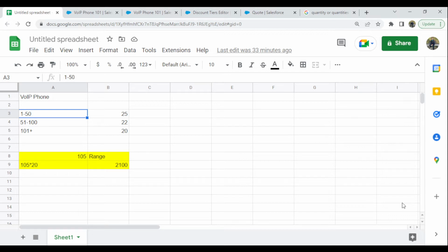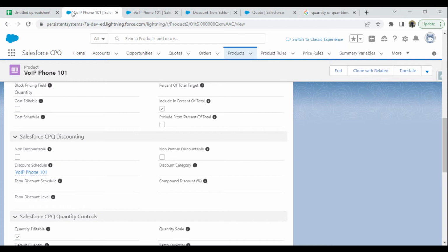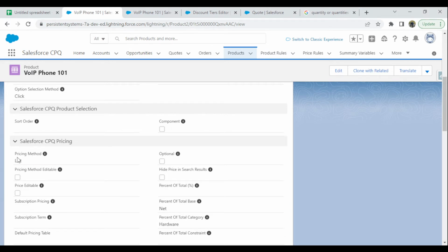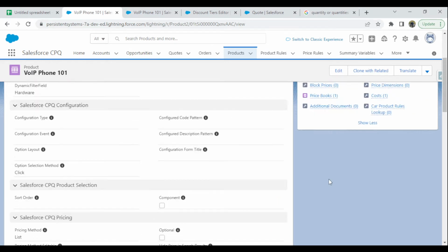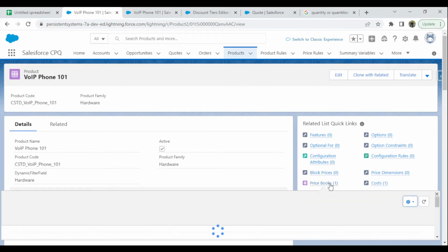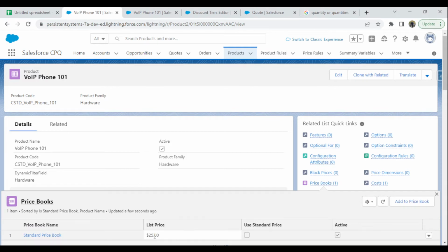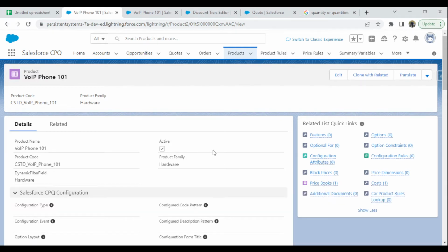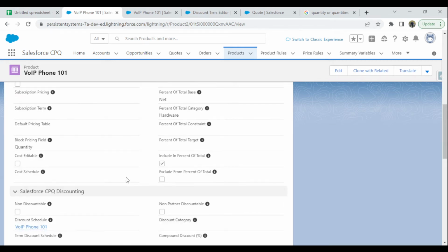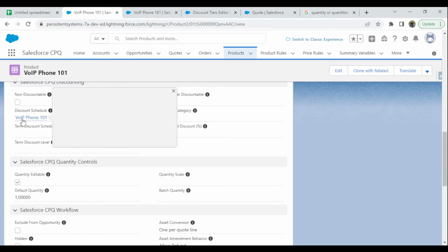So let's see how. This is the Salesforce CPQ org we are having, and this is the product we are having, that is VoIP phone 101. There we have set the pricing method as list. And if we see the price book, there we are having the price book entry for the standard price book, that is $25. Now to have this tier based pricing or tier based discount, we are having the discount schedule that we've defined for VoIP phone 101. So let's go to this discount schedule.